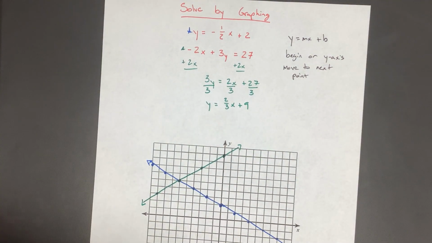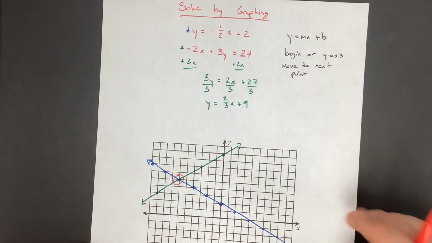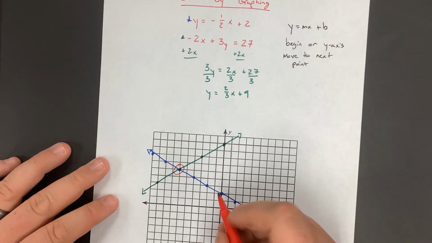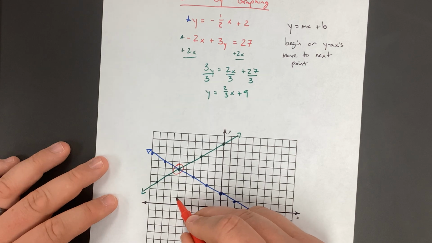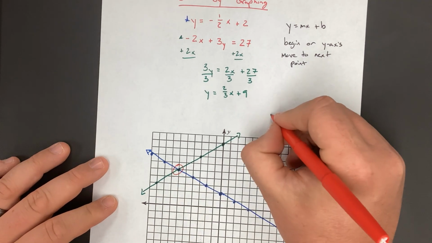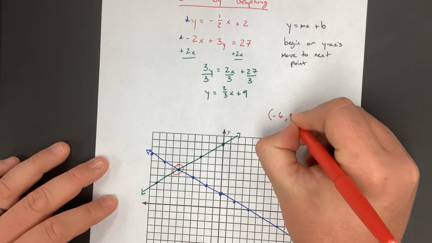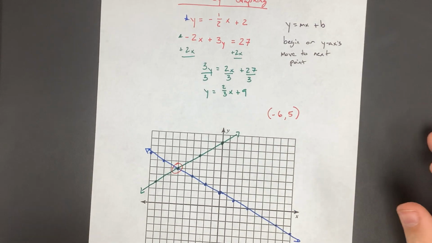And I see that my two lines intersect at this point right here. So that point is at 1, 2, 3, 4, 5, negative 6. 1, 2, 3, 4, 5. So our solution is negative 6, 5.